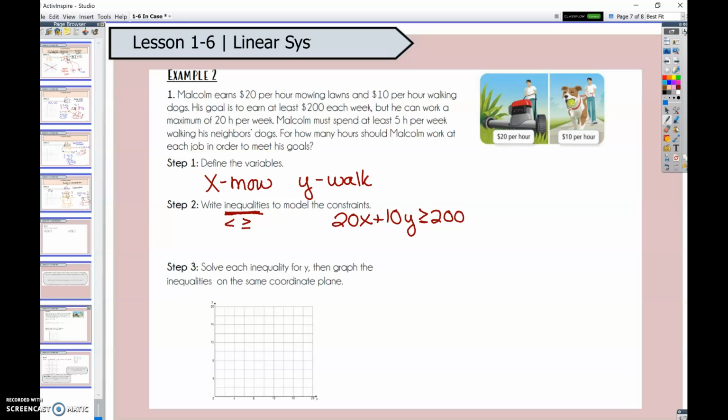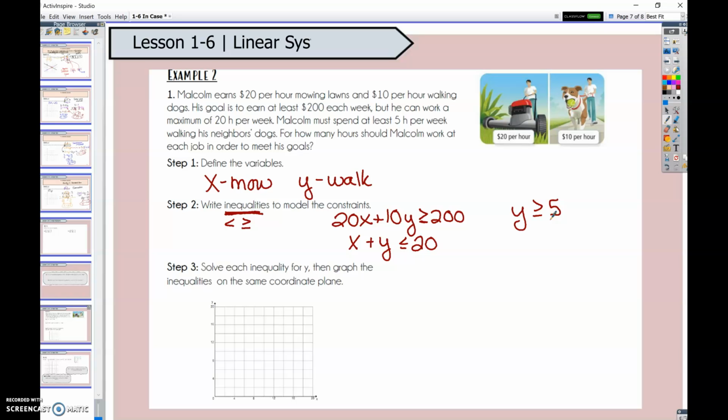He also can only work 20 hours a week. Got to get that schoolwork done. So any mowing plus any walking must be less than or equal to 20. Finally, it says he has to walk the neighbor's dog at least 5 hours a week. So his walking y must be greater than or equal to 5.